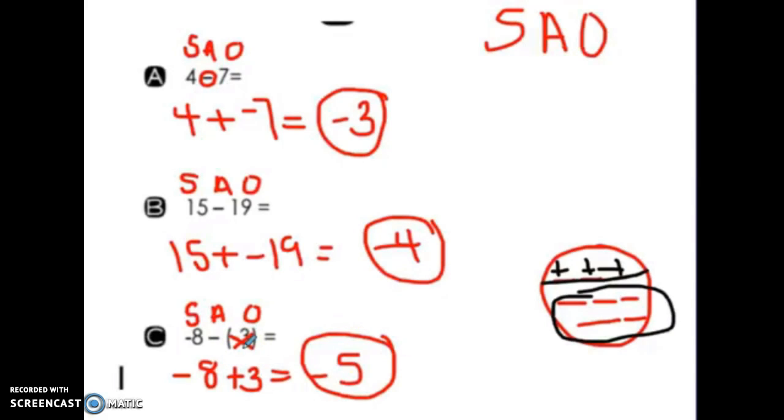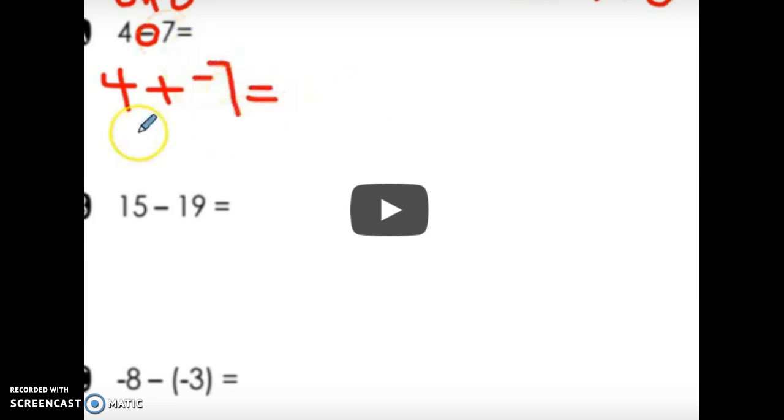The rest of the foldable I'd like you to complete on your own. And when you're finished, you're going to show Miss Farley or Mrs. O'Byrne, and we'll make sure you're on the right track. Good job.